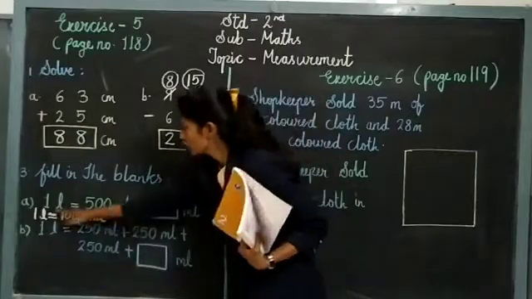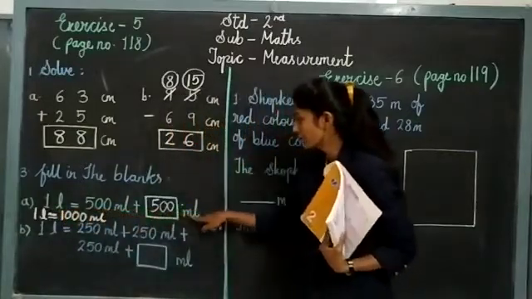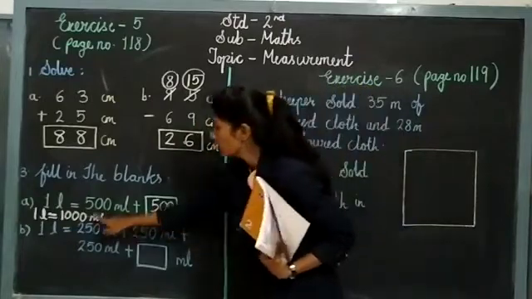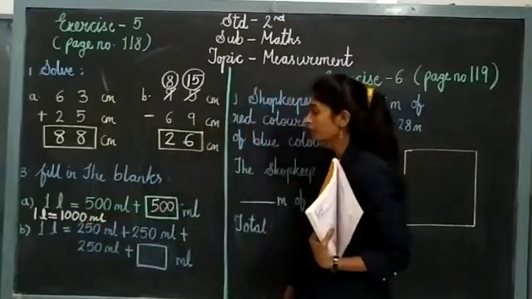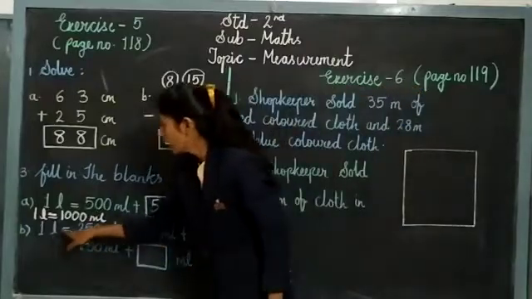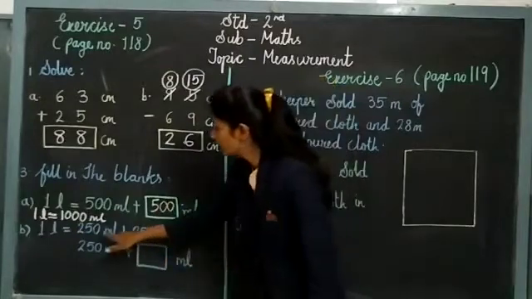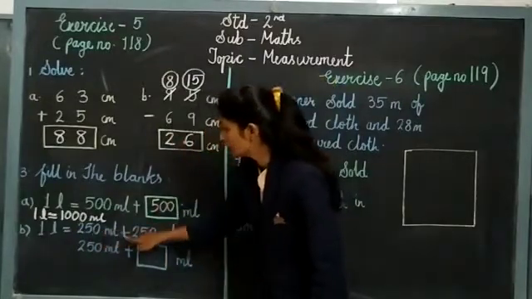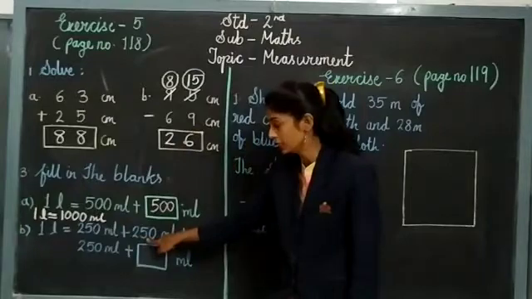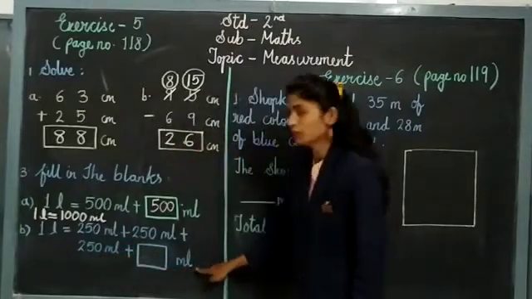Okay, 1 liter is equal to 500 milliliter plus 500 milliliter, that is your 1000 milliliter. Now again see the next example. Again 1 liter is given here and small milliliters are given. Now 250 milliliter plus 250 milliliter plus 250 milliliter plus dash milliliter is given.